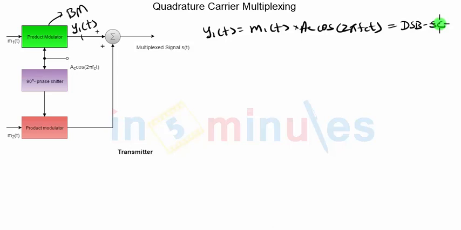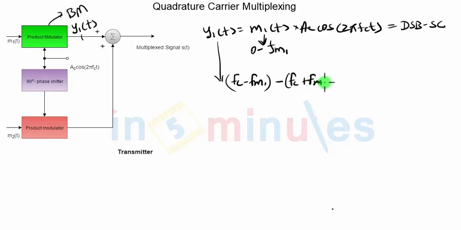So let me also at the same time express the frequency components of the signal. Let's say if M1T consists of frequencies of 0 to fM1, in that case this signal Y1T will have the frequencies fc minus fM1 to fc plus fM1. So that's my two sidebands, double sideband suppressed carrier signal. There is no carrier here because we are using a balance modulator.